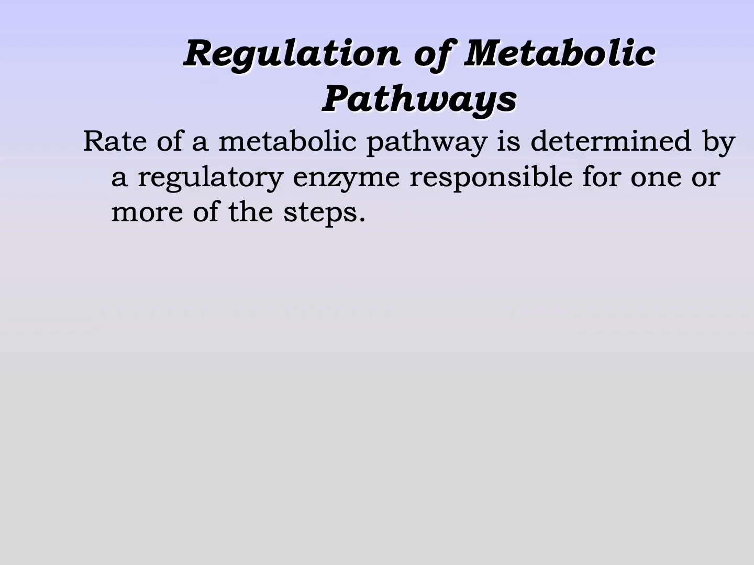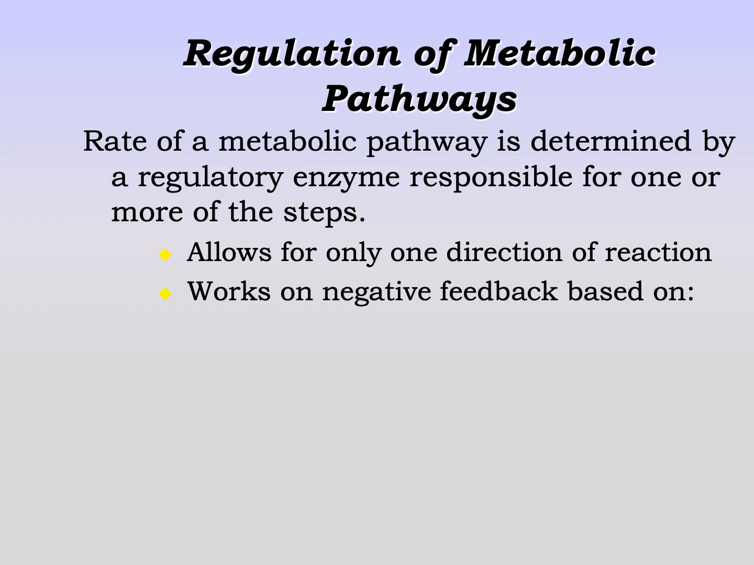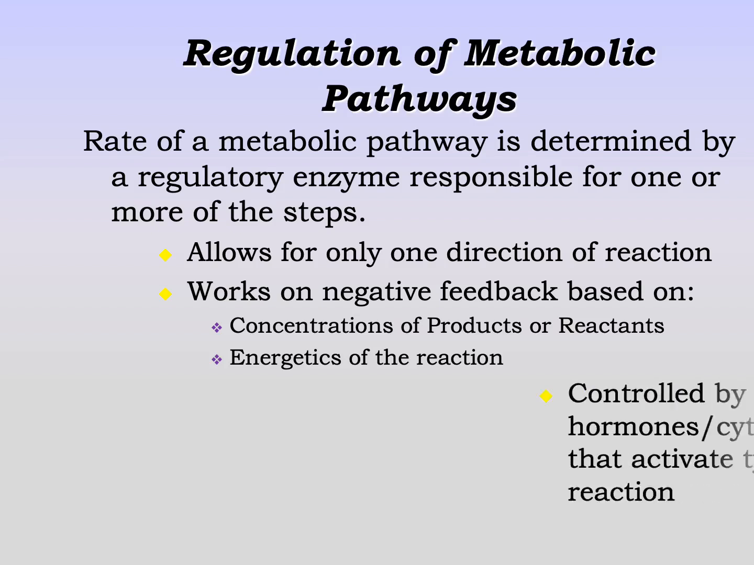The rate of metabolism is dependent upon and determined by a whole bunch of key regulatory factors. The rate-limiting step allows for a one-direction reaction. It works on negative feedback based off of either concentrations of products or reactants. If I have too much product being formed, I'm going to slow down. If I don't have enough reactants, I'm not going to get to the product. Then there's the amount of energy necessary for the reaction to take place. If I don't have enough activation energy, or if I don't have enough enzymes available to reduce the activation energy, I cannot have that pathway step occur.